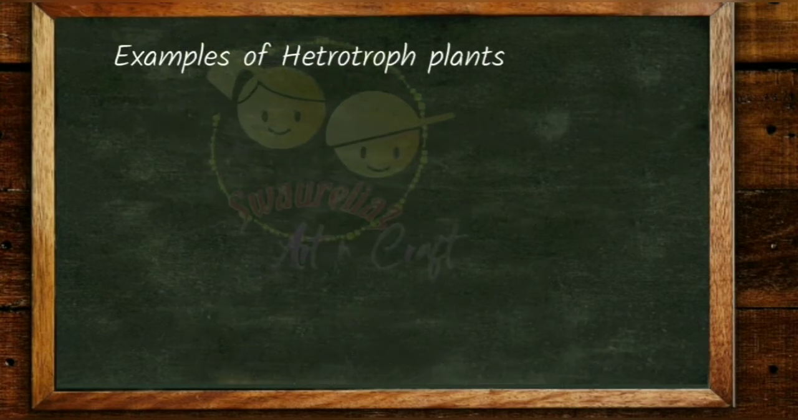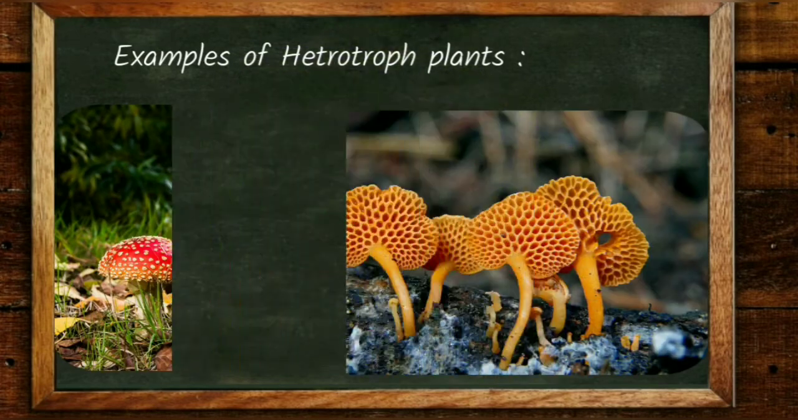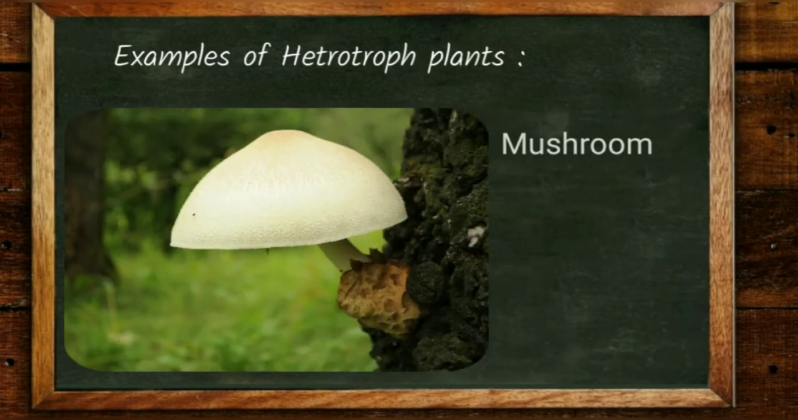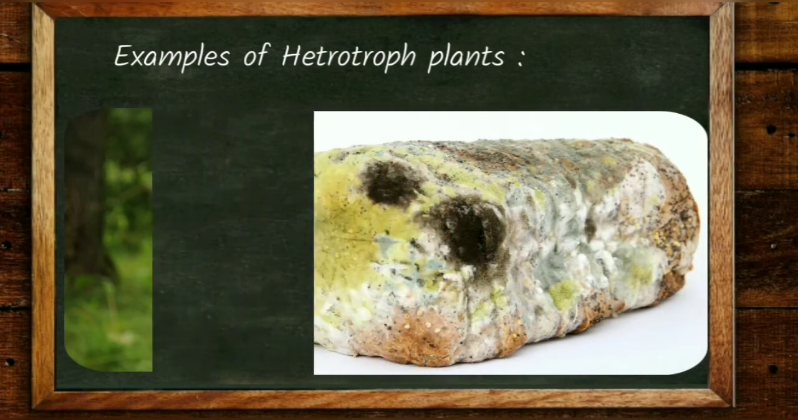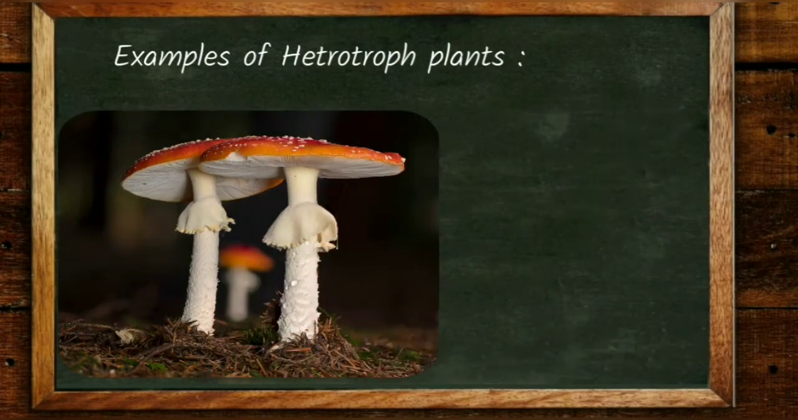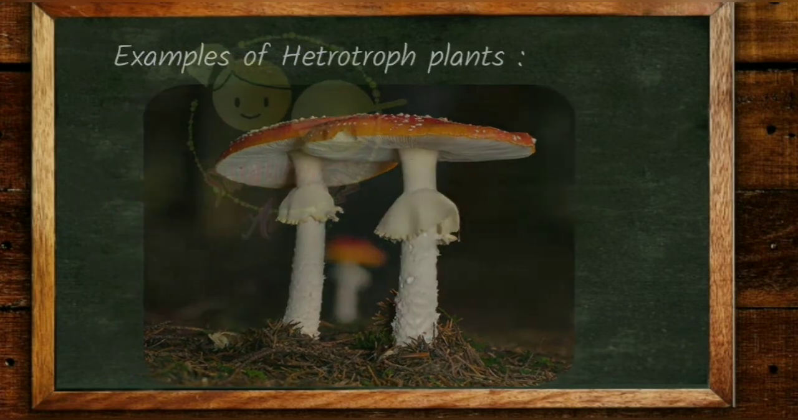Examples of heterotroph. Let's see some examples. See, these are toadstools, mushrooms, mold. These are examples of heterotroph. They cannot make their own food.